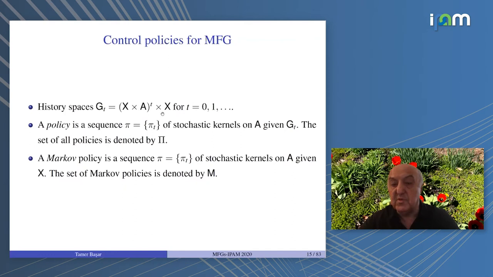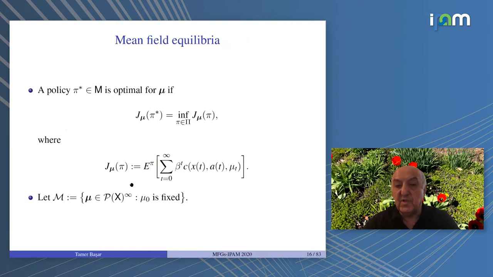And then we are looking again for a stochastic kernel on a given G, and we denote the set of all possible policies by pi, no n in this case, because this is for the infinite population. And then we have the definition of Markov policies likewise.